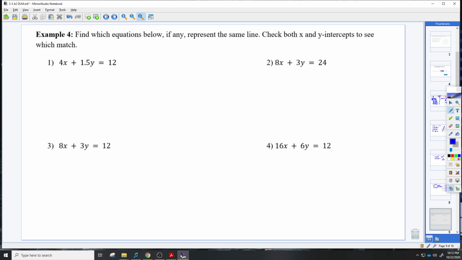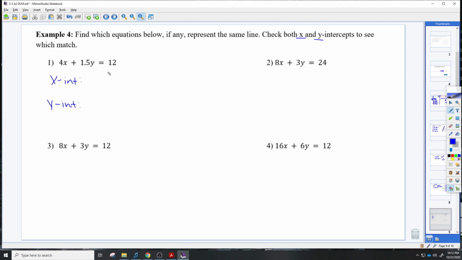All right, last one. Find which equations below, if any, represent the same line. And we're going to check both the x and y intercepts to see which ones match. So normally I would have different groups of people each do one to see if they match. But on here, we will just try them all. So hopefully you can do it quickly, figure out what the x and y intercepts are. What I would recommend is maybe trying them yourself first and then see if you get the same thing, if you know them by now. You just have to kind of memorize them.